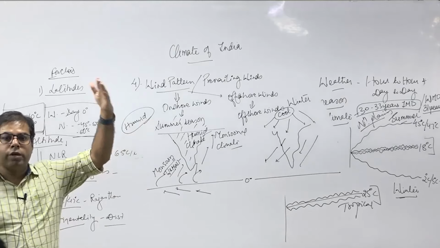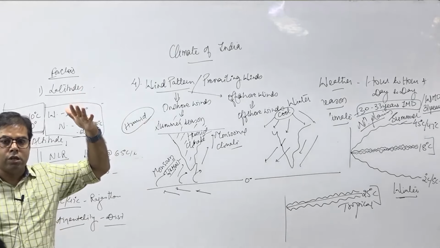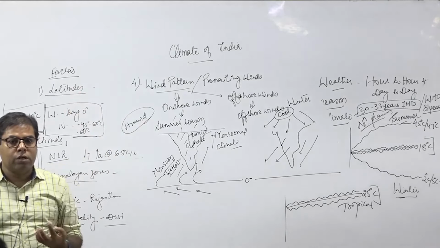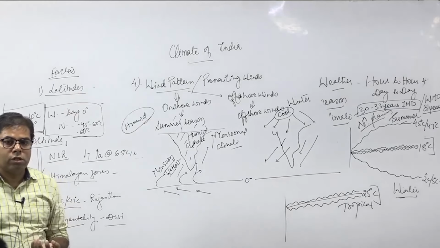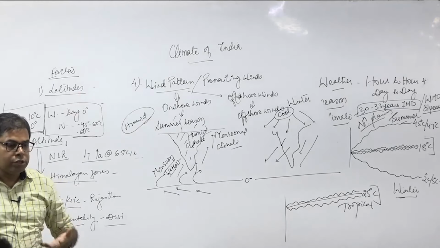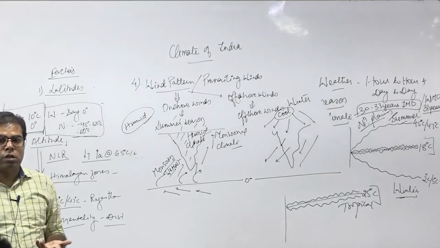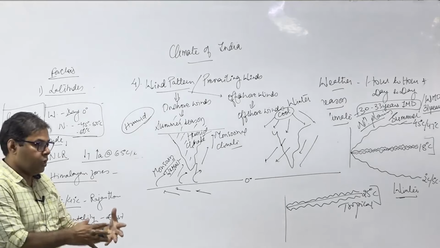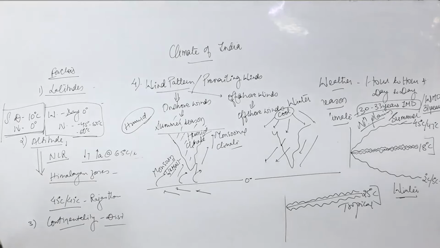Minus 50 degree, minus 60 degree temperature is reached there because of deficit insolation, right? So, temperature will decrease more, and then more of the cooling effect will prevail. Clear? समझ में आ गया? So, these factors are responsible for controlling the climate in India, right?